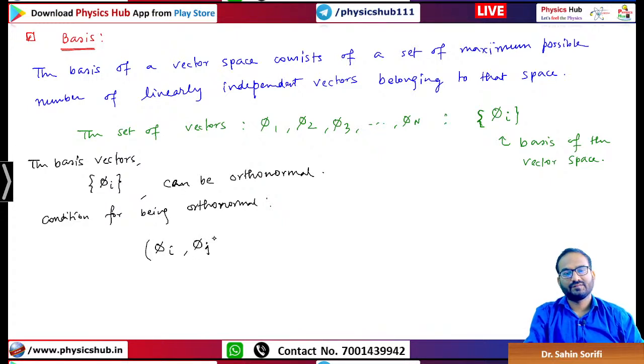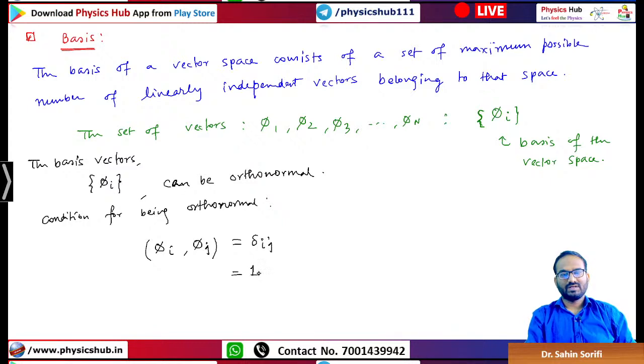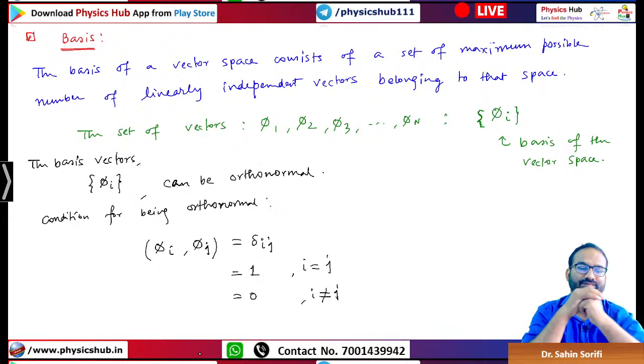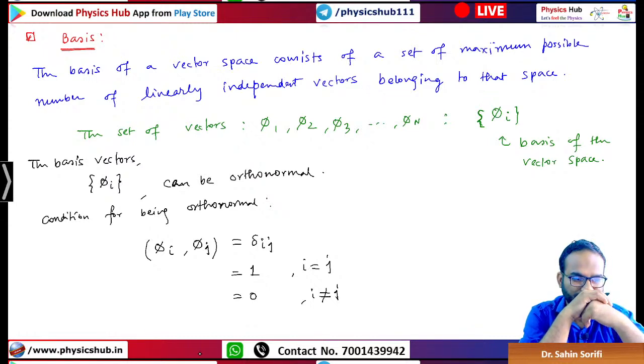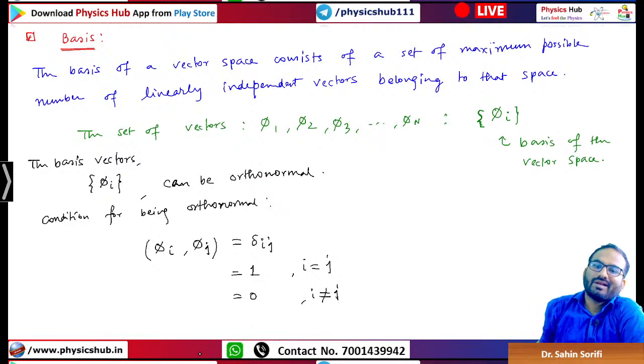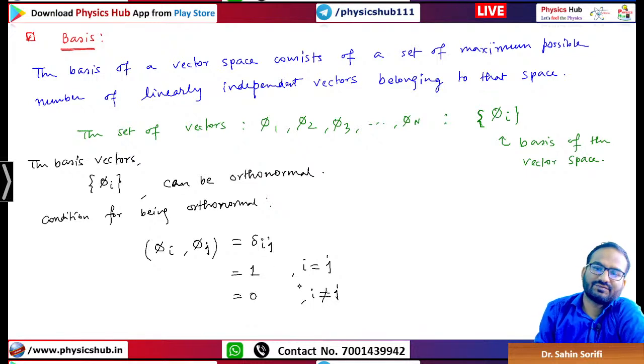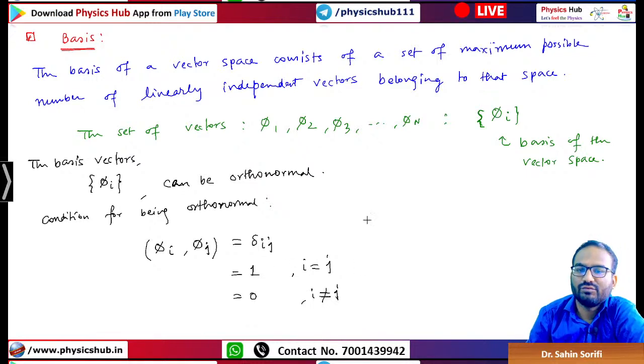Let's say we have two vectors phi_i and phi_j. The scalar product of phi_i and phi_j should be delta_ij. Delta_ij is the Kronecker delta. It has a value of 1 if i is equal to j. It has a value of 0 if i is not equal to j. So this is the condition for orthonormality. Now this basis vector, we call it orthonormal under this condition if it follows. Now another thing is there, when we call these basis vectors to be complete.